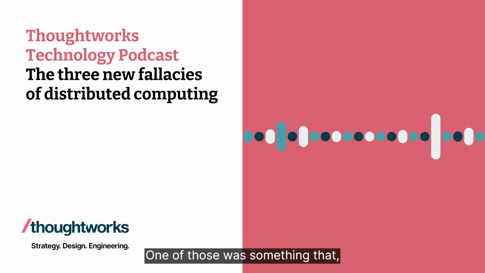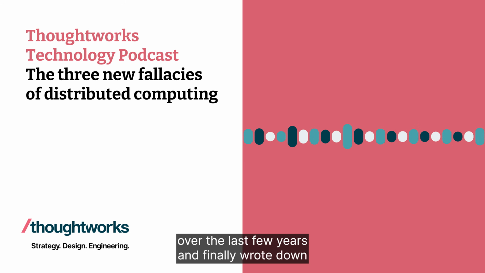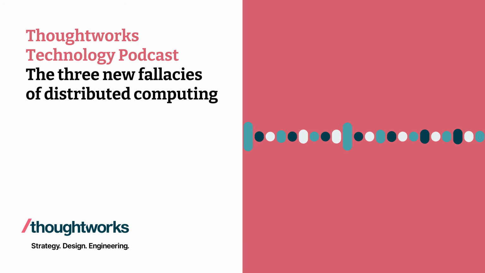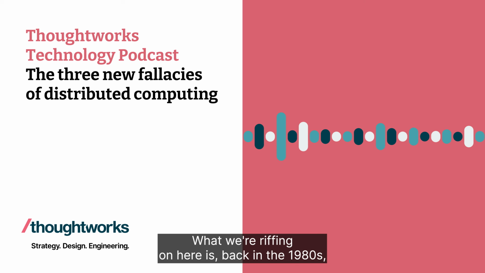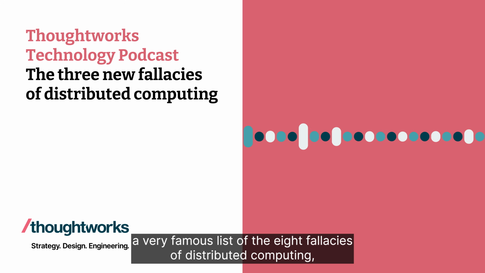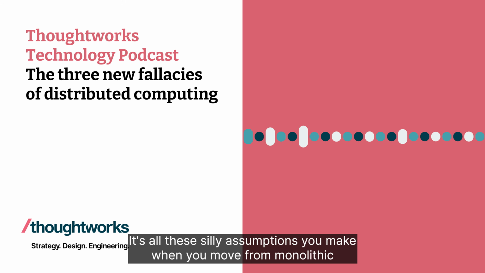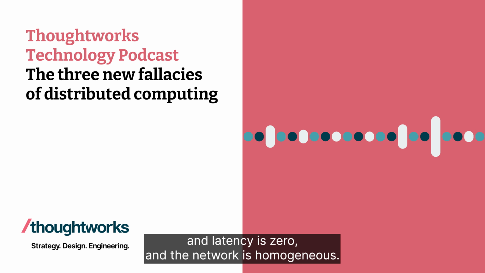And one of those was something that we've gradually, since the book came out in 2020, been building on over the last few years and finally wrote down in the second edition. And that's what we're calling the new fallacies. So I'll give the background and then let Mark talk about the new ones. What we're riffing on here is back in the 1980s, I think, Peter Deutsch and some other folks at Sun Microsystems put together a very famous list of the 8 fallacies of distributed computing, which has its own Wikipedia page now. It's all these silly assumptions you make when you move from monolithic to distributed architectures, like bandwidth is infinite and latency is 0 and the network is homogeneous.